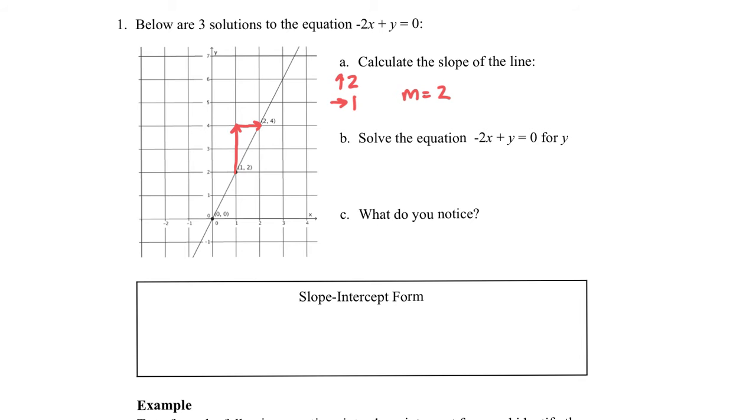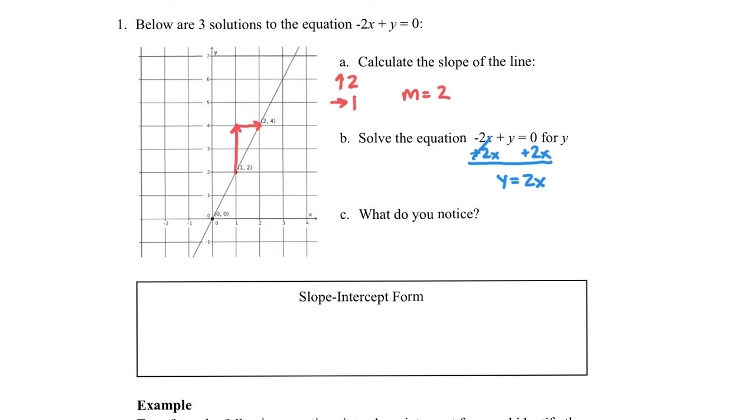Now the next question says solve the equation for y. So what that means is I've got an equation here that has two variables in it. And notice that x and y are on the same side. I want to try and get y by itself. So I need to move this entire x term to the other side using the same solving techniques that we've used throughout this entire unit. And so what I end up with is y equals 2x. And it's 2x plus 0, but I don't need to write down the 0.